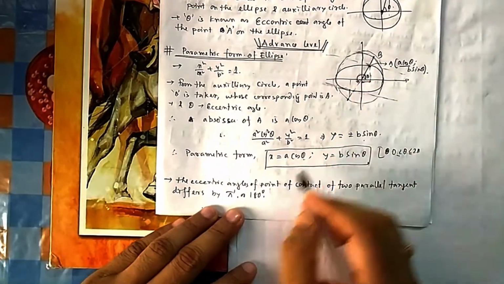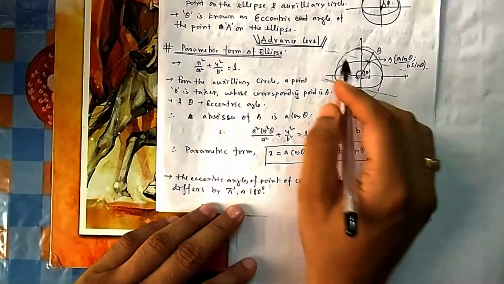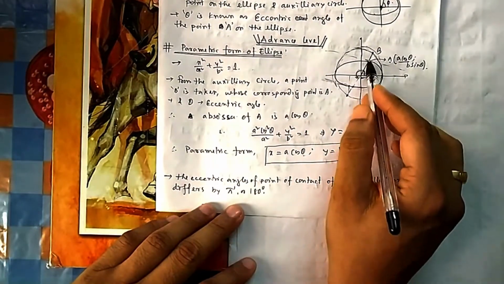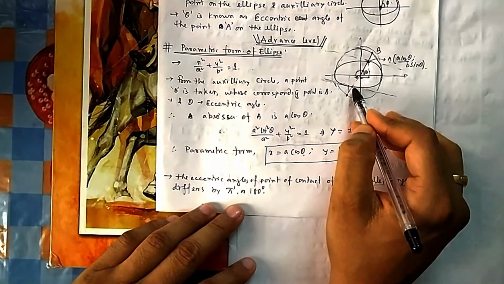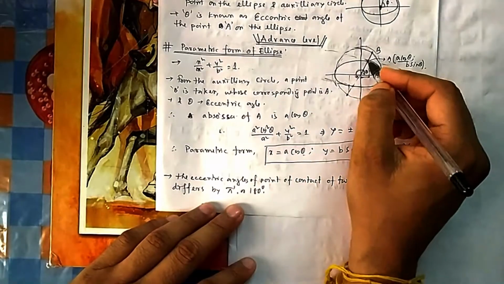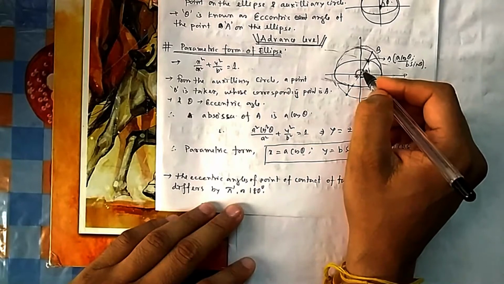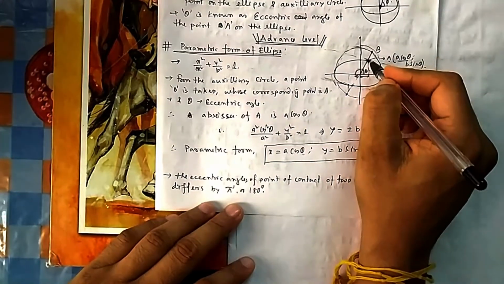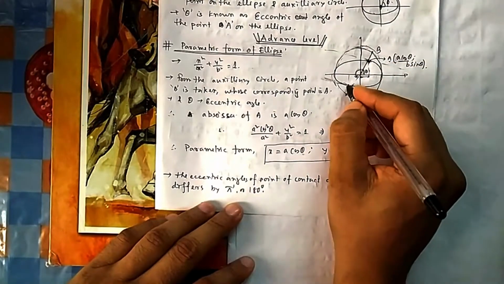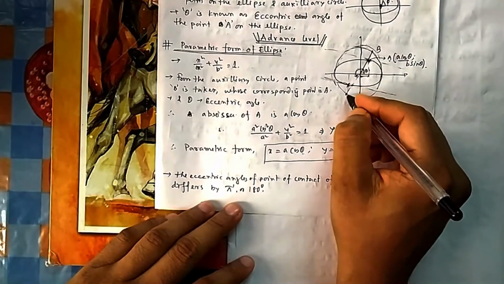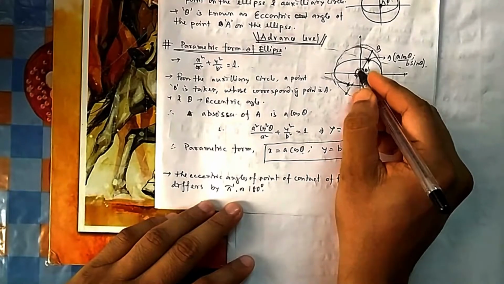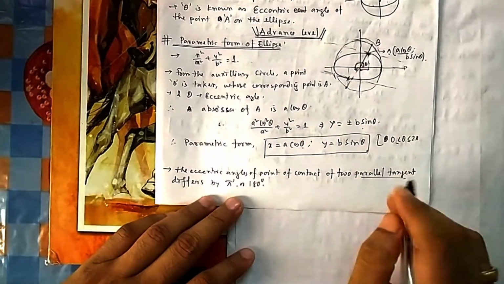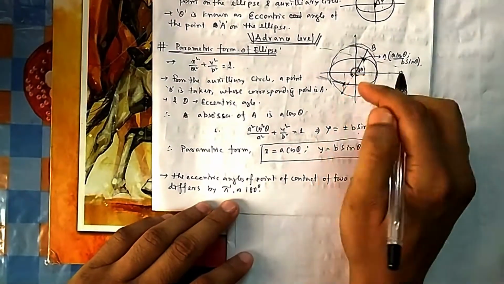180 degrees. So for two parallel tangents, their contact points' eccentric angles differ by 180 degrees. This is the contact point, and this eccentric angle is this one. This is the contact point, and this eccentric angle is this one. From here, starting from 0 you will see. So that is differed by 180, not 90.